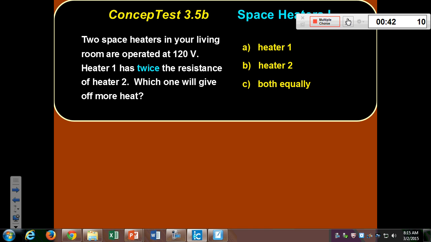All right, the one that will give off more heat is the one that allows more electrons to flow through its element, its heating element, which is basically just a wire. Which one then will allow more electrons to flow through its element?